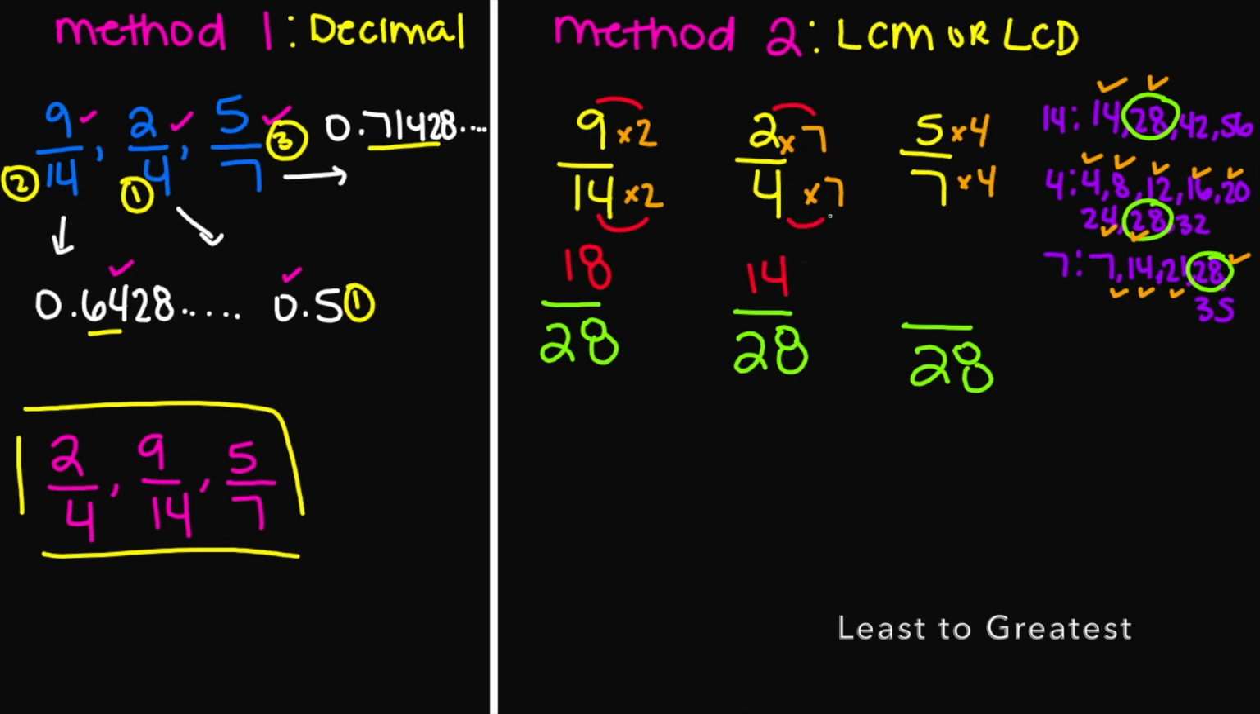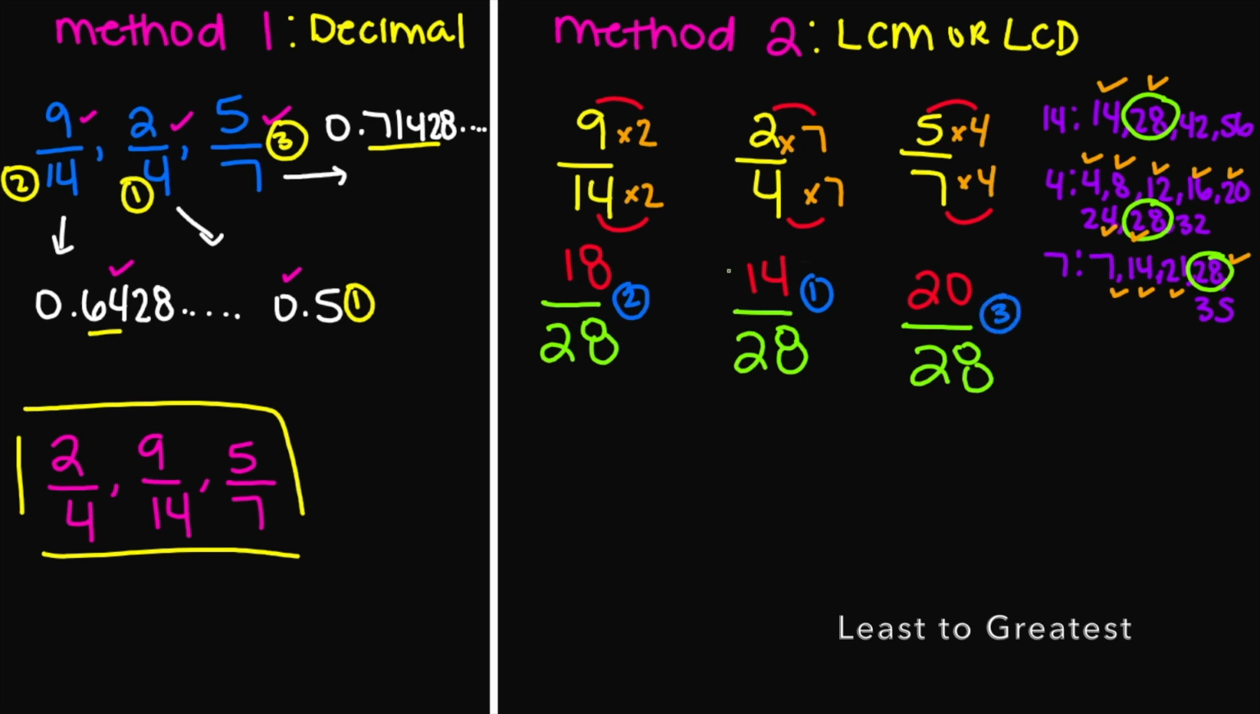4 times 7 is 28. 5 times 4 is 20. And then 7 times 4 is 28. If I compare my 18, my 14, and my 20 from least to greatest, we know that this is going to be first. Next is my 18 over 28, and then it's going to be this fraction here.